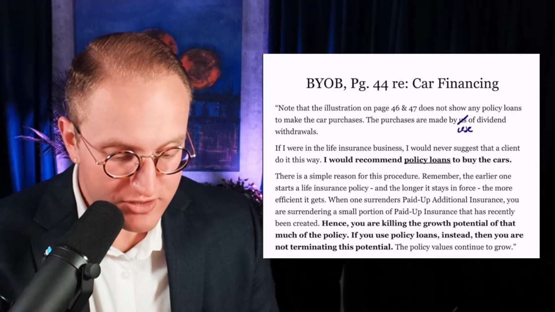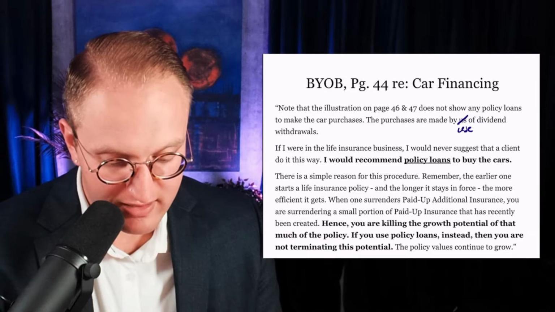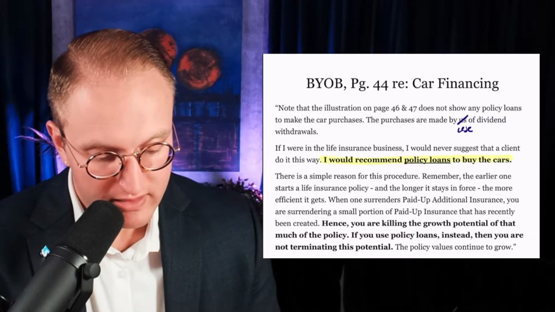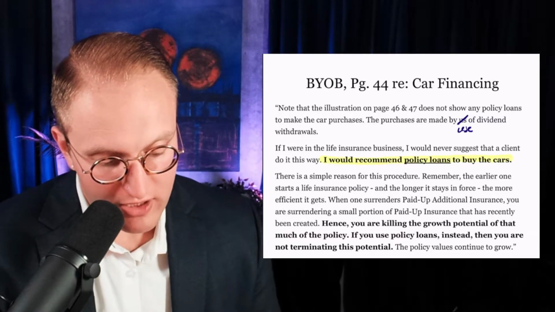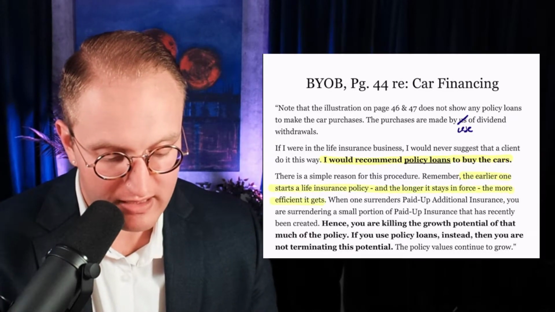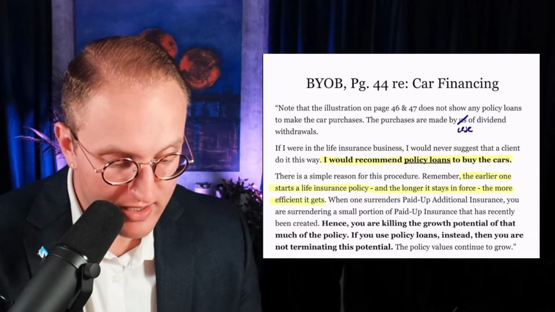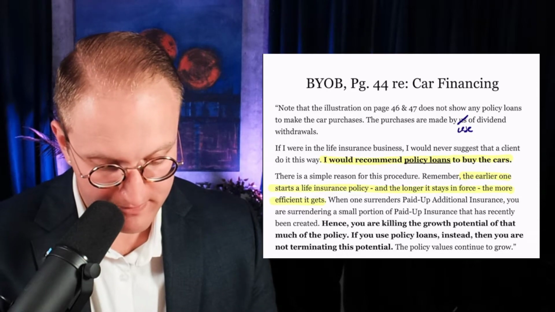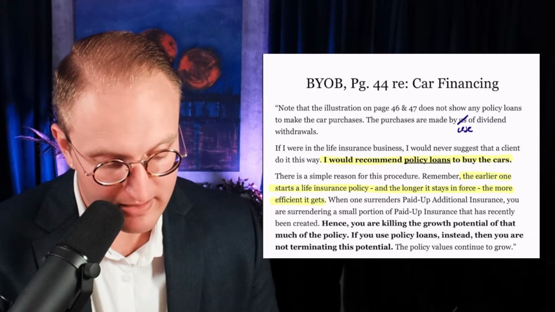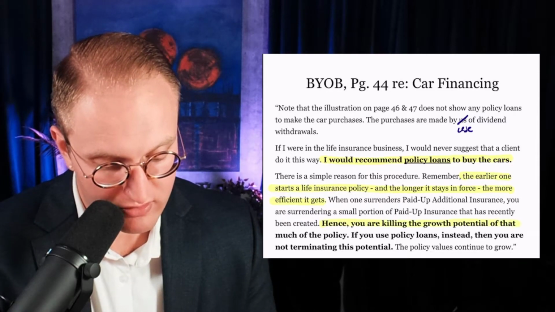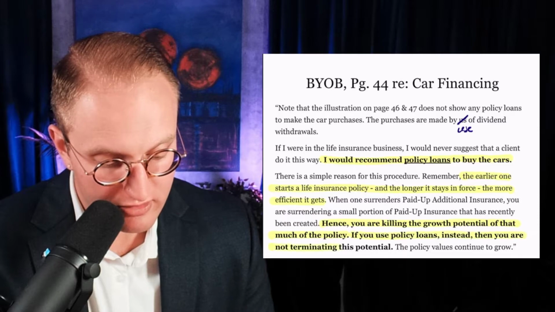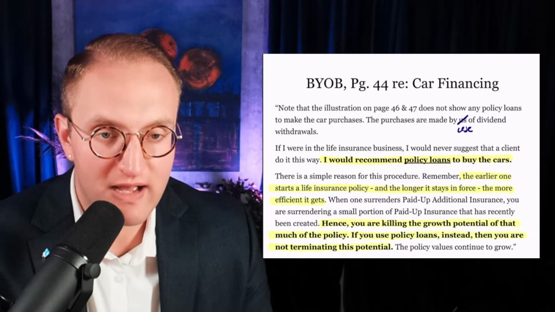If I were in the life insurance business, I would never suggest that a client do it this way. I would recommend policy loans to buy the cars. There is a simple reason for this procedure. Remember, the earlier one starts a life insurance policy and the longer it stays in force, the more efficient it gets. When one surrenders paid up additional insurance, partial surrender, you are surrendering a small portion of paid up insurance that has recently been created. Hence, you are killing the growth potential of that much of the policy. If you use policy loans instead, then you are not terminating this potential. The policy values continue to grow.